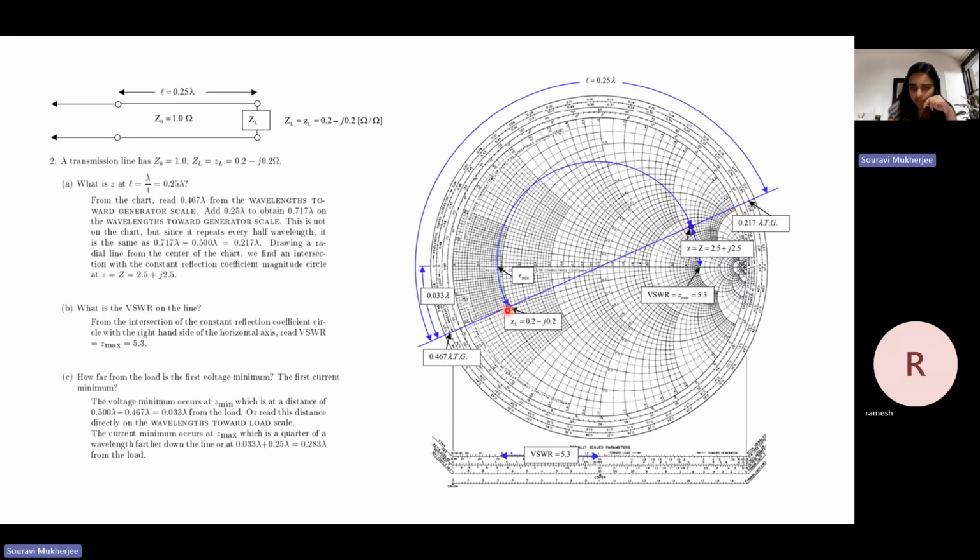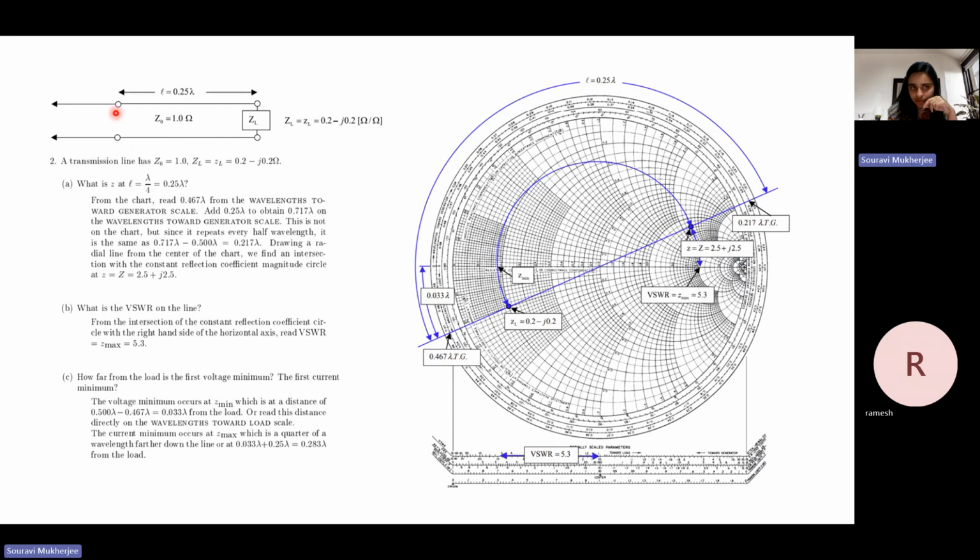Now from the center, if you take this distance as your radius, and with the center here draw an arc, draw a circle. This circle will intersect this line at this point, right? So that is the value of your load impedance at a 0.25 lambda distance from the load.